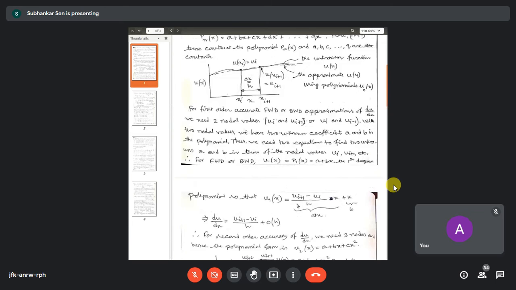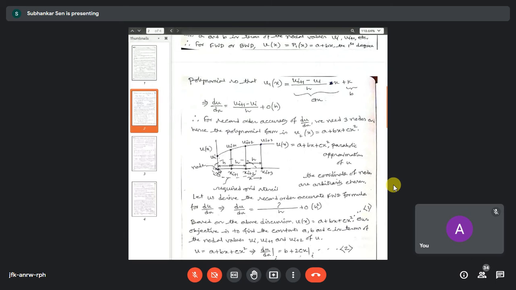We assume that within this domain in the x direction, this parabola is representing this unknown quantity. So we have 3 nodal points of interest: ith point, I plus 1th point, I plus 2th point. This is the extra node we have shown, and the grid size is delta x. We are considering a uniform grid, so this is delta x or h, and this is the parabola.